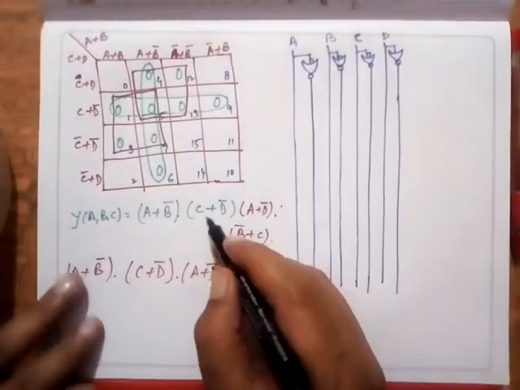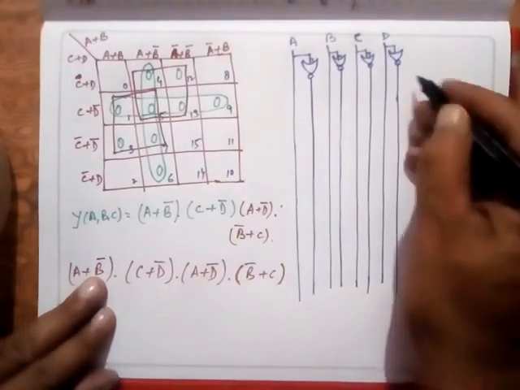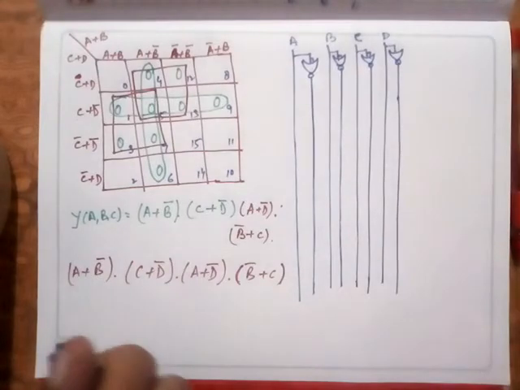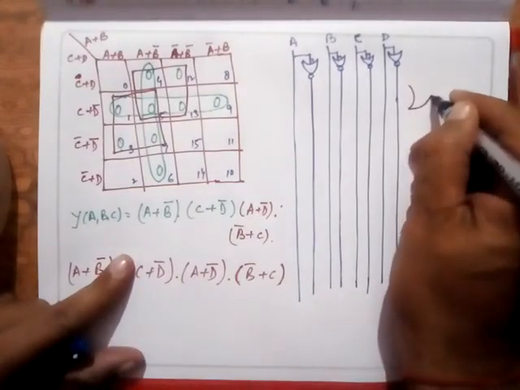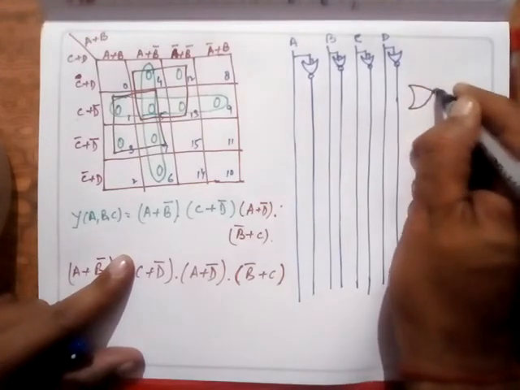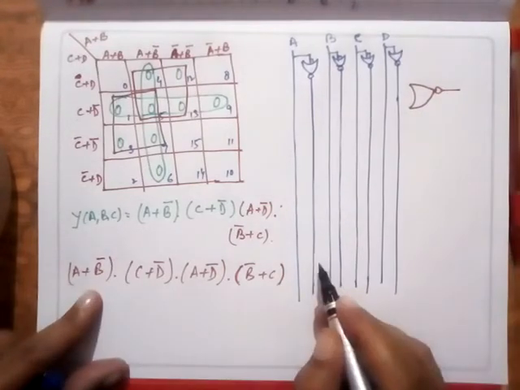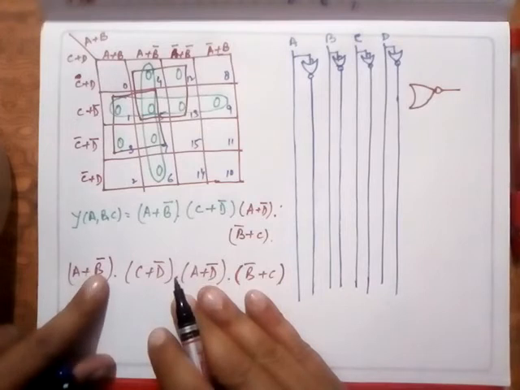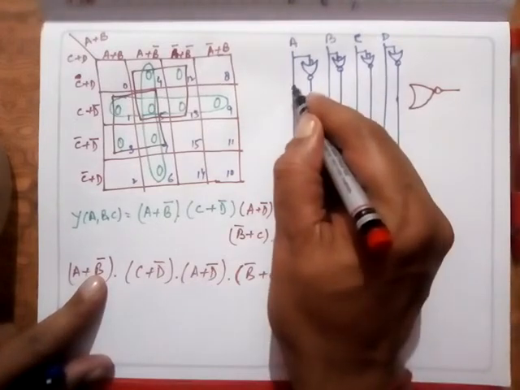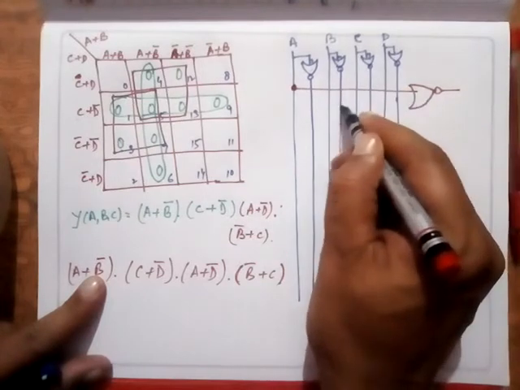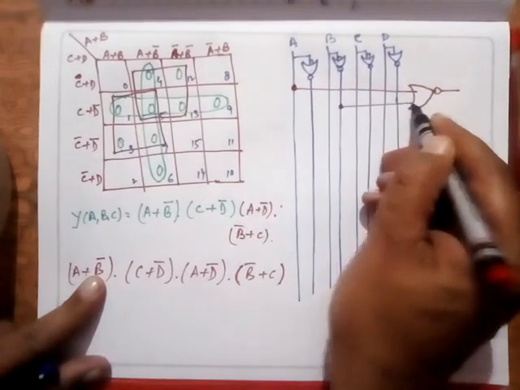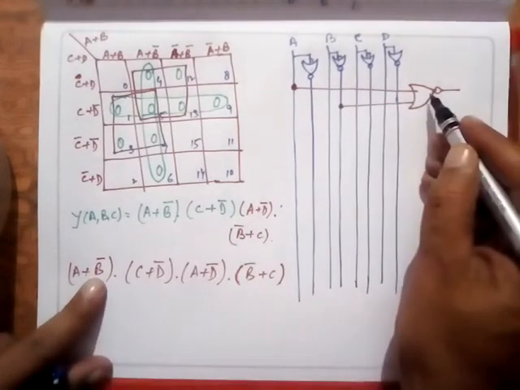So first is A plus B bar. I need a NOR gate here. I need 4 two-input NOR gates here. The first is for A plus B bar. So this is A, and this is B bar. So this is here A plus B bar.